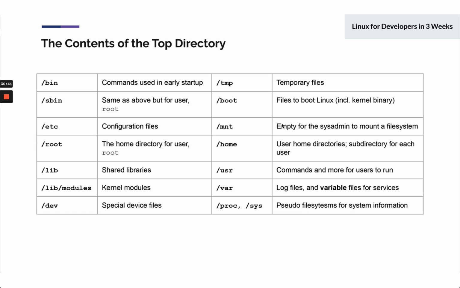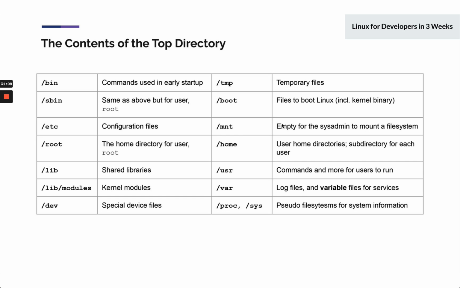/lib is for shared libraries. I mentioned earlier that shared libraries on Linux are not called DLLs. They are called .sos. They actually are not called by their extension so much. People don't talk about the extension, but that's what the extension is. People just call them shared libraries. That's how they're referred to. The lib modules directory contains kernel modules, which is kernel code that's loaded late.